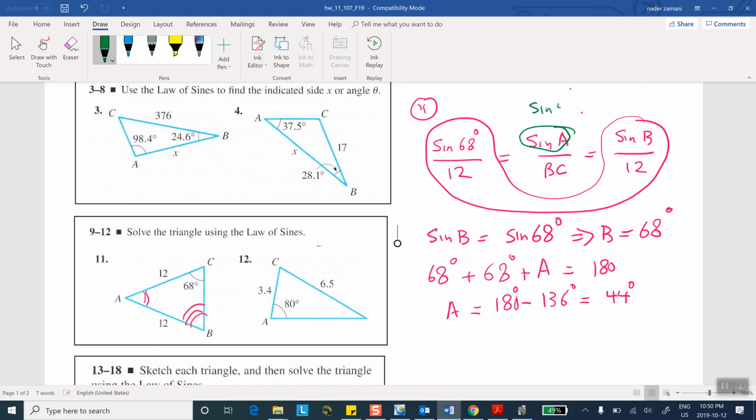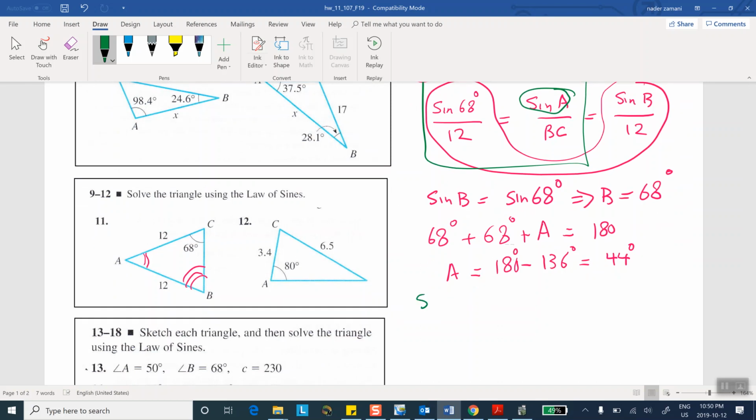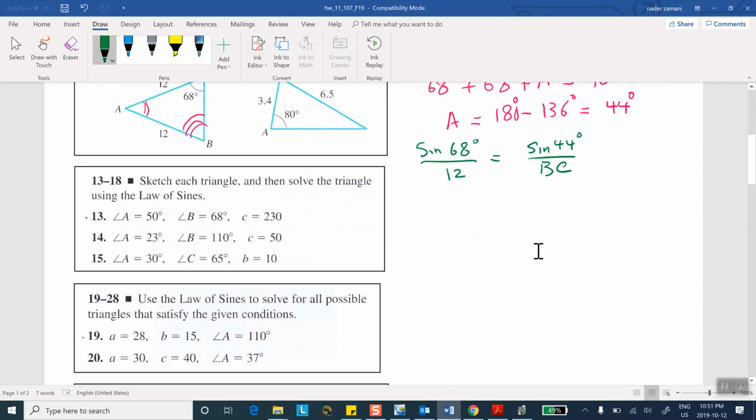Which means that in this expression, since we found A, this has become sine of 44 degrees. And from these two equations, I can find BC. Let me write this down first. Sine of 68 degrees divided by 12 equal to sine of 44 degrees divided by the side BC that's missing. Therefore side BC is equal to 12 sine of 44 degrees divided by sine of 68 degrees.